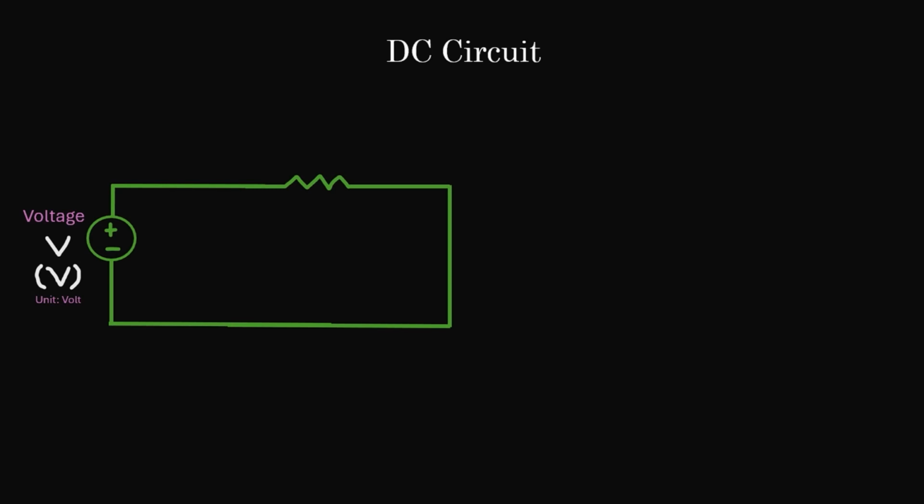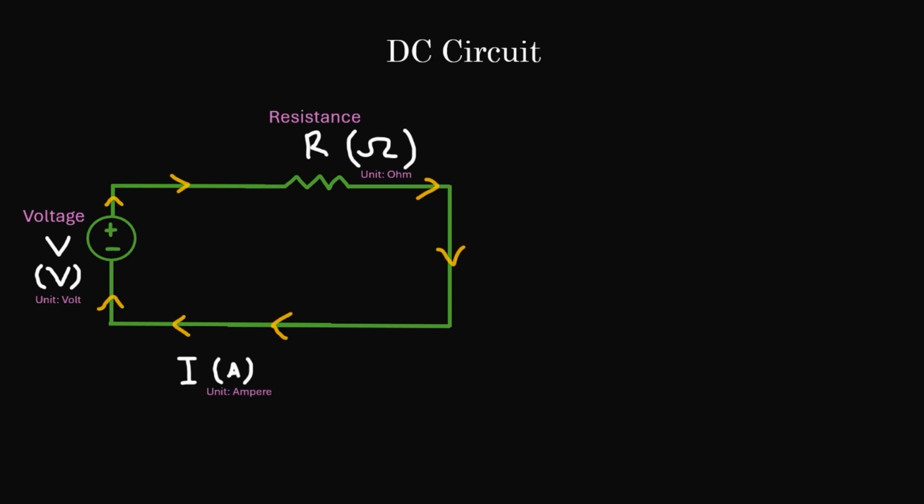Now let's take a look at a DC circuit. We have a very simple circuit here. We have our voltage source, our resistance, and then we have the current leaving the positive terminal and reaching the negative terminal.